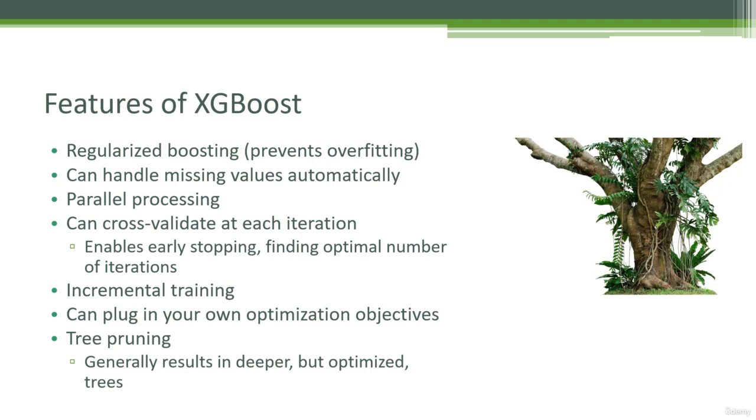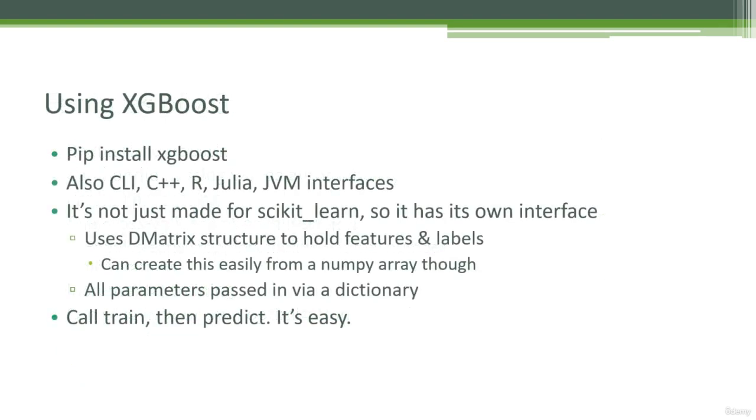And finally, it uses a feature called tree pruning. So unlike normal decision trees where it just stops branching once it stops seeing a benefit of doing so, it takes a different approach here. It'll actually go very deep by default and then try to prune that tree backwards. So that generally results in deeper trees but more highly optimized trees, and that's part of the key to its success. Using XGBoost is ridiculously easy. To install it, just type pip install xgboost from your Anaconda prompt, and once it's installed, you can just start using it.